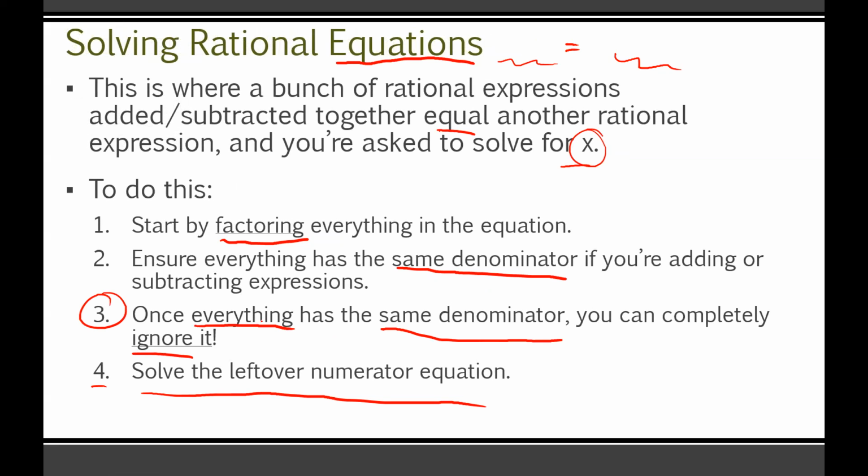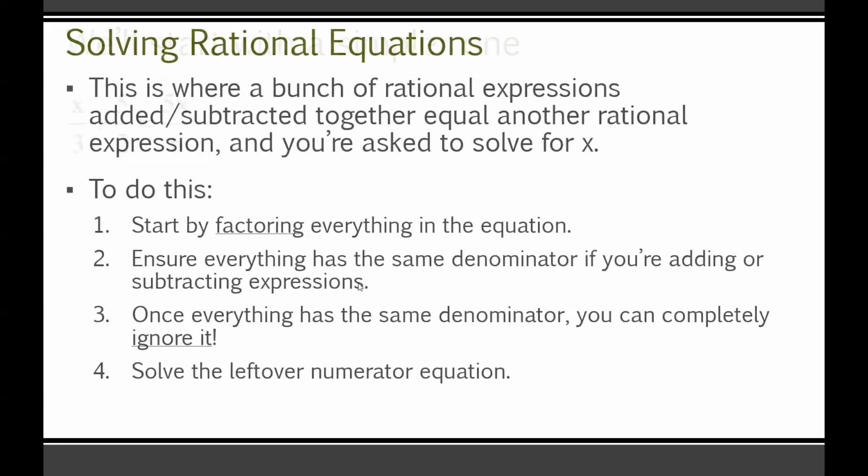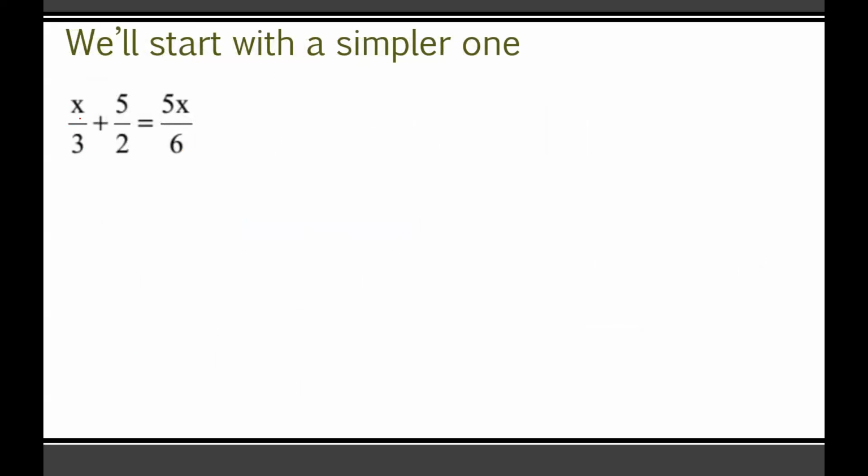Step 2, however, says ensure everything has the same denominator. Well, to get everything to have the same denominator, look at the denominators and think, okay, what can we use as a common denominator here? Well, I think it's pretty clear that 6 would become a really good denominator just by multiplying this guy by 2 over 2 and this guy by 3 over 3. This is going to give us 2x over 6 plus 15 over 6 equals 5x over 6.